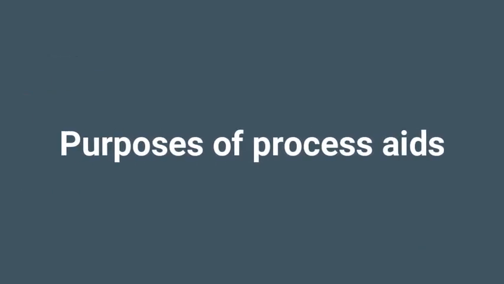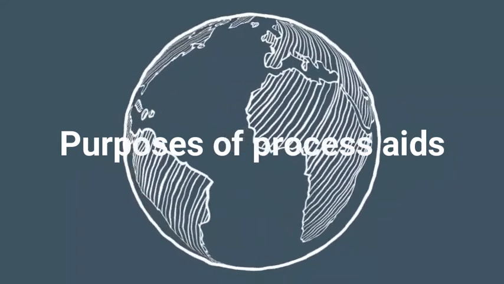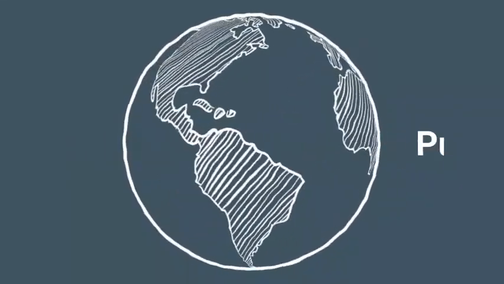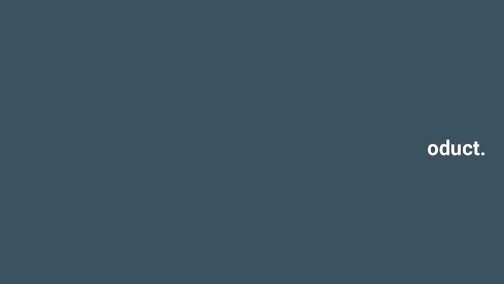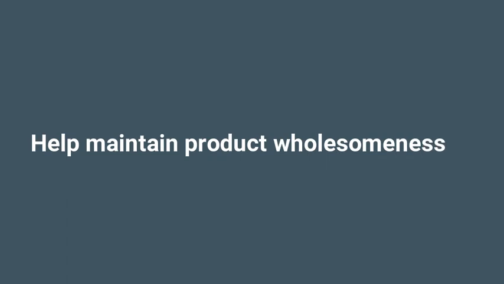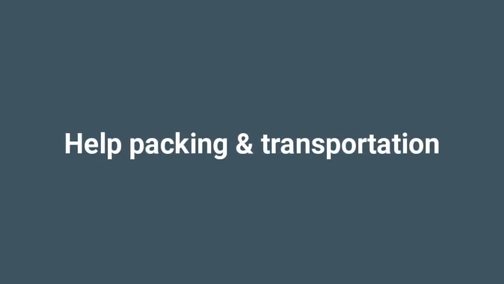Purposes of process aids. Primary purpose: facilitate the manufacturing of a food product. Other purposes: improve product quality and consistency. Enhance nutrition. Help maintain product wholesomeness. Enhance shelf life. Help packing and transportation.